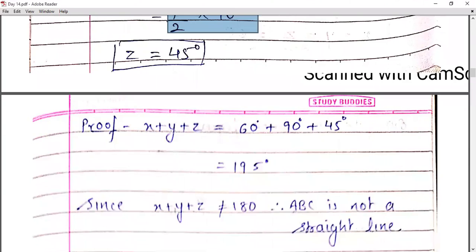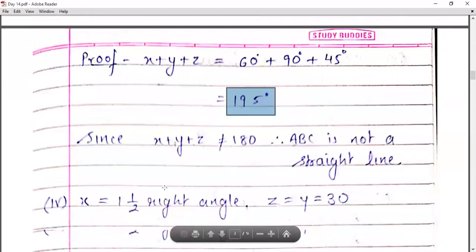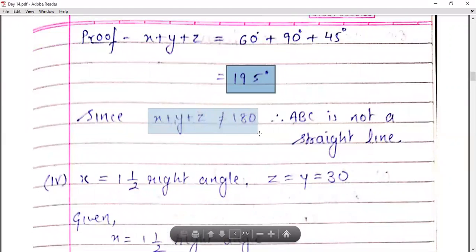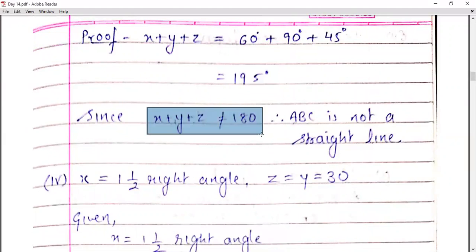Now substituting the values of X, Y, and Z in the left hand side of the proof, you'll get 60 degrees plus 90 degrees plus 45 degrees. The sum will be equal to 195. Since the sum of three angles X, Y, and Z is not equal to 180 degrees, hence ABC is not a straight line.